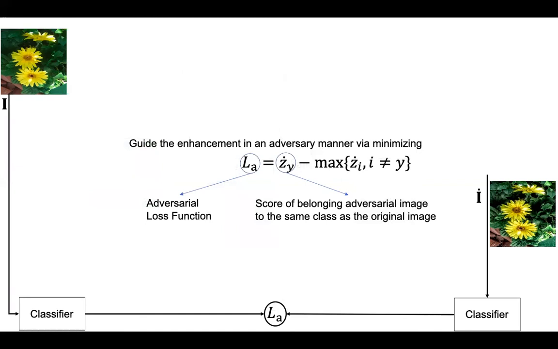To guide the enhancement in an adversarial manner, we use this adversarial loss function that we borrow from the CW work. The adversarial loss LA quantifies the difference between the score of the adversarial image, which is here I dot, belonging to the same class as the original image, I, and the maximum score among other classes. So it wants to make the adversarial image go away from the original class.